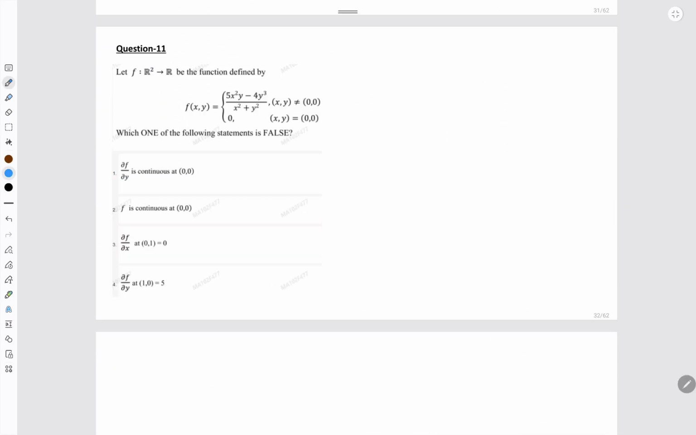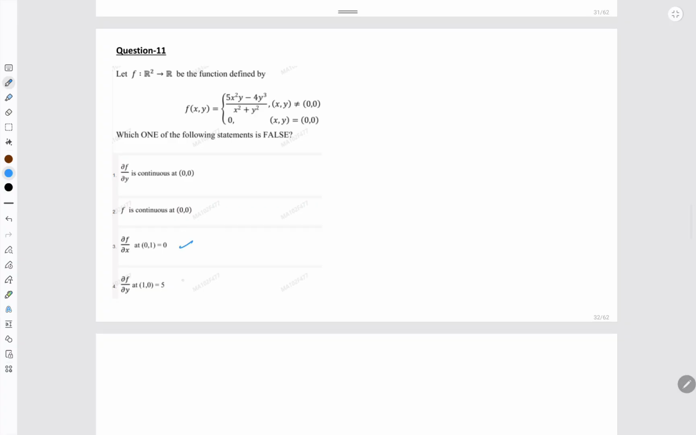Okay, welcome to question 11. So after question 9 we have jumped to question 11. Question 10 we'll solve after a while. Okay, so question 11 says, which one of the following statements is false, given a function, whether f is continuous or not. We can find this by standard rules, right? Okay, let us first try a simple thing, that is df by dx.